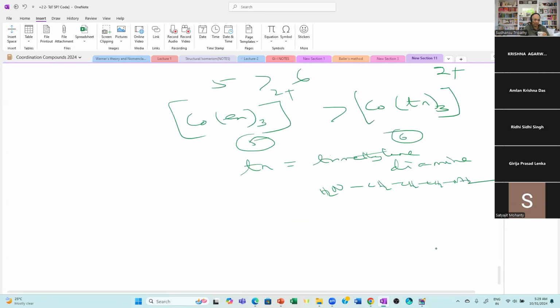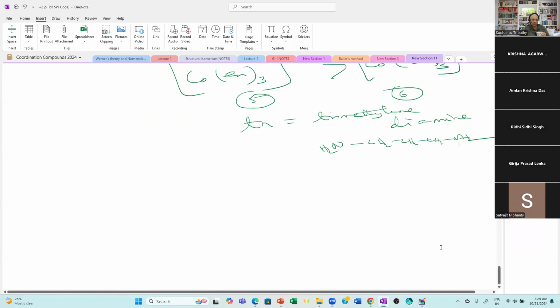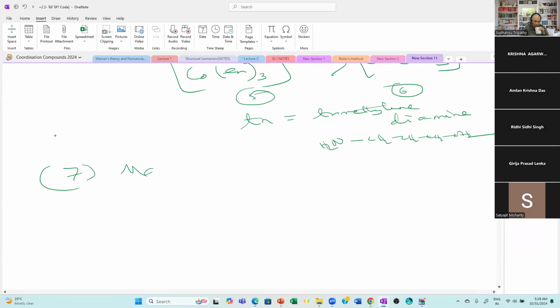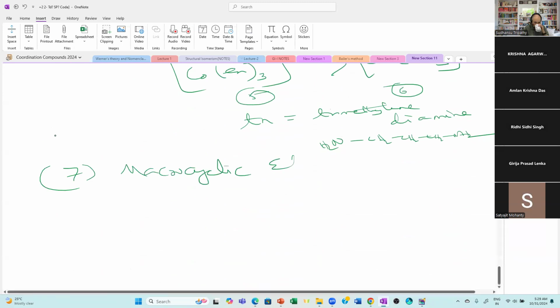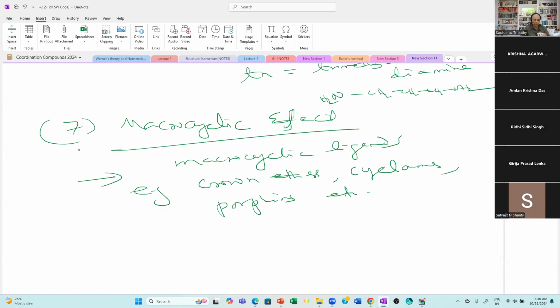Okay, then the macrocyclic effect. It needs macrocyclic ligands like crown ethers, cyclams, porphyrins. It is very highly stable.